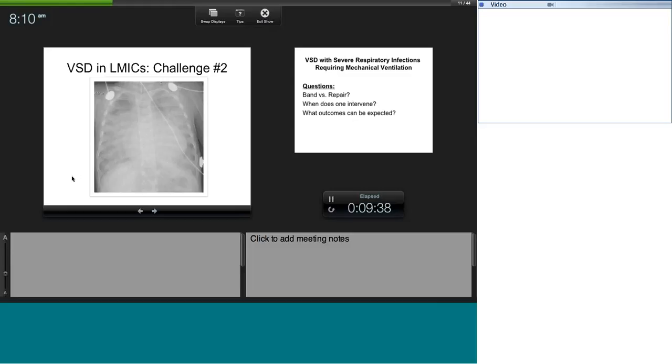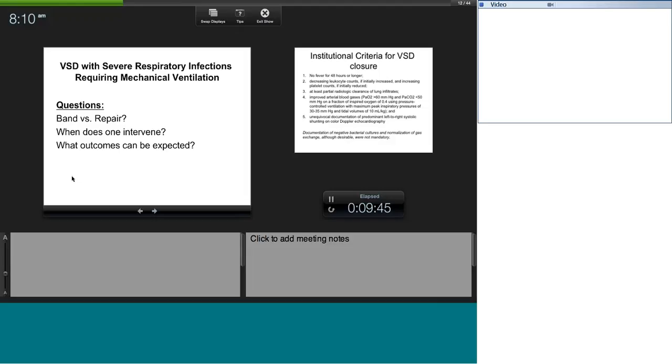So again, we were faced with this dilemma in the early stages of our program, we were asking this question as to what do you do with the patients who have severe respiratory infections requiring mechanical ventilation? Should we band? Because there was a theory at that point that if you do a PA band and avoid cardiopulmonary bypass, you would probably produce a better outcome. Second question is, when do you intervene? Do you wait for pneumonia to clear off, because that never happens? And then what outcomes can you expect in these patients?